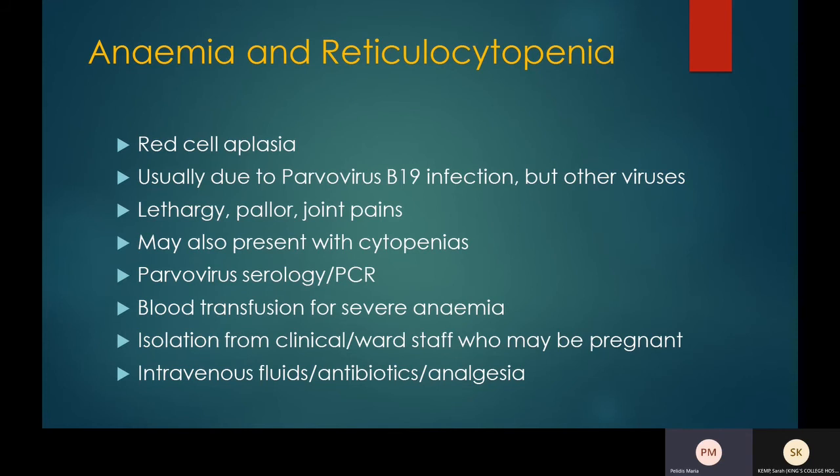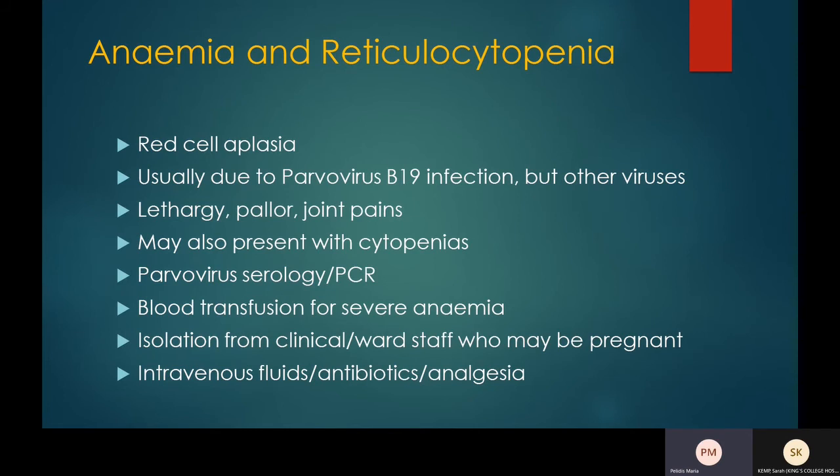It is important to send off parvovirus serology, and also a PCR, since the PCR may come back within 48 hours, and one will have the specific diagnosis sooner. If they have severe anemia, they will require blood transfusion.